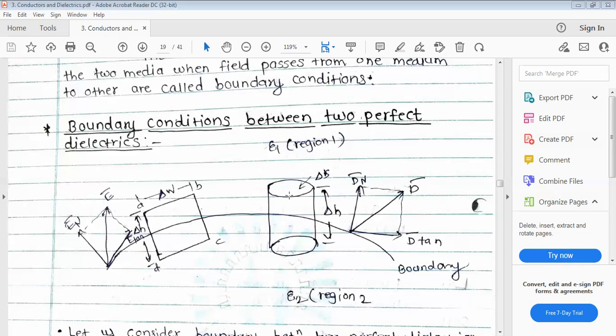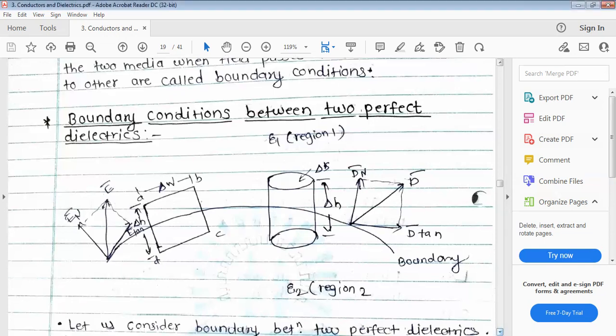Here we are also considering one cylinder which has a differential surface area delta S. Half of the cylinder is in region 1 and half is in region 2, and the total height of the cylinder is delta H. Again we are finding this D bar component, and D bar has two components: the normal component and the tangential component.